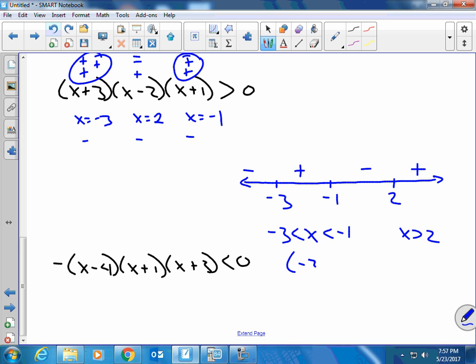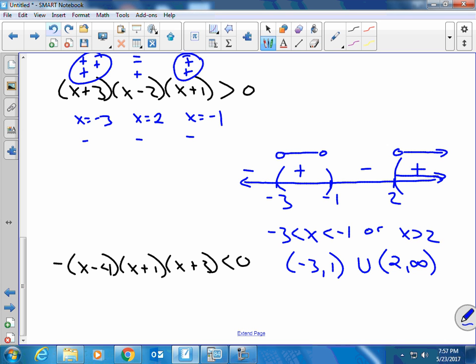Interval notation, -3 to -1, unioned with 2 to infinity. And this would have to be an or in between. Graphing, we have a parentheses here, arrow going to the right, a parentheses here, and a parentheses here. Or we have an open circle here, arrow going in between, open circle here, arrow going forever. All four notations are very common, and you should recognize all of them.